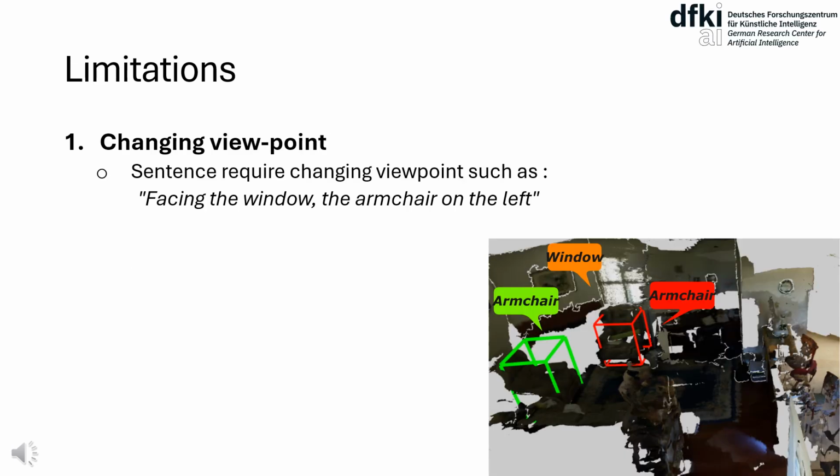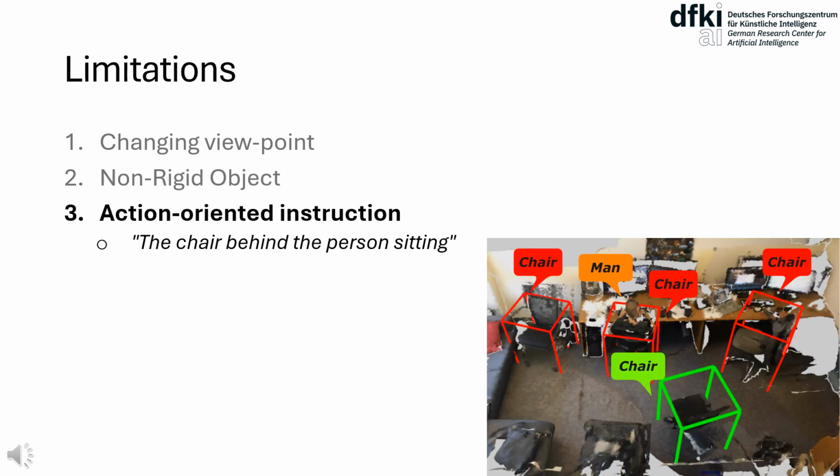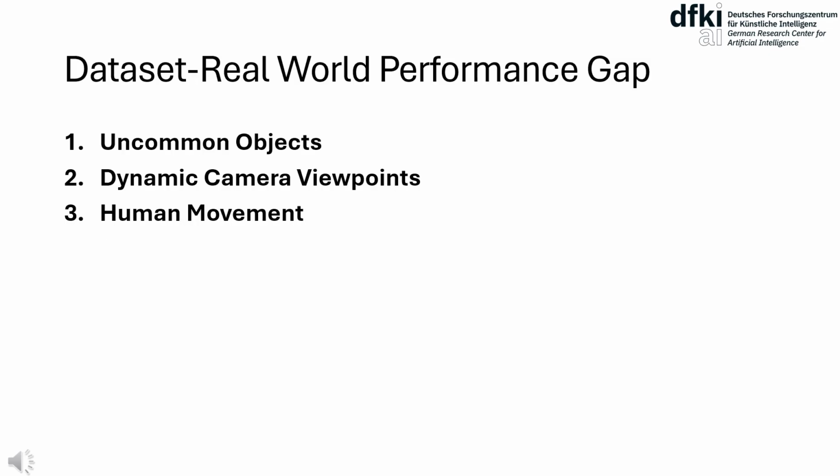During our experiments, we observed some limitations. One key challenge is viewpoint dependency. For example, descriptions like "facing the window, the armchair on the left." Another limitation is handling non-rigid objects, such as humans, animals, or towels. These are challenging due to their complex shapes and the lack of large-scale training data for such categories in 3D scenes. Or action-oriented instructions, such as "the chair behind the person sitting," which require the model to recognize human actions. We also observed a dataset real-world performance gap in situations involving uncommon objects, dynamic cameras, and human movement.